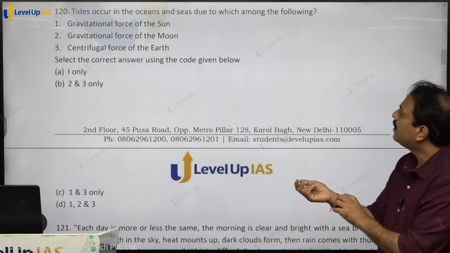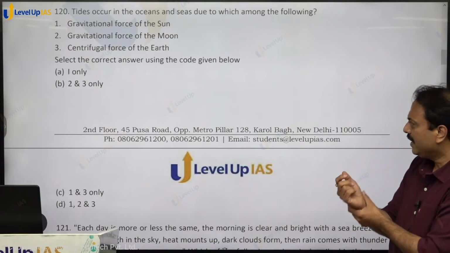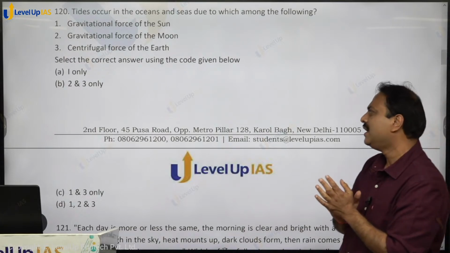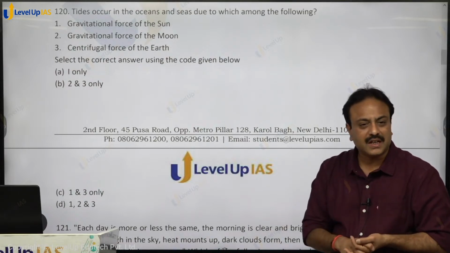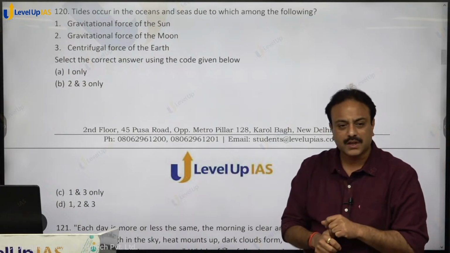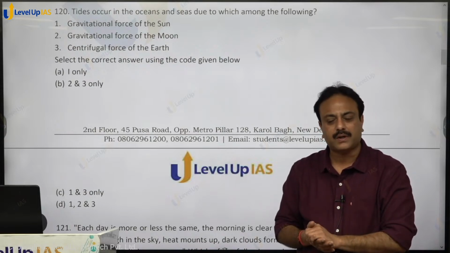Tides occur in oceans and seas due to which among the following? Gravitational force of the sun, gravitational force of the moon, centrifugal force of the earth. Select the correct answer using the code given below. Gravitational force of the sun is responsible for tides. Gravitational force of the moon is also responsible for tides. And the centrifugal force of the earth is also responsible for tides.